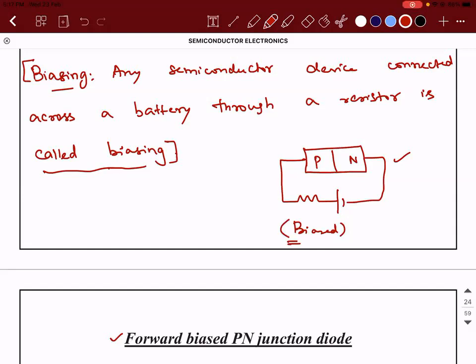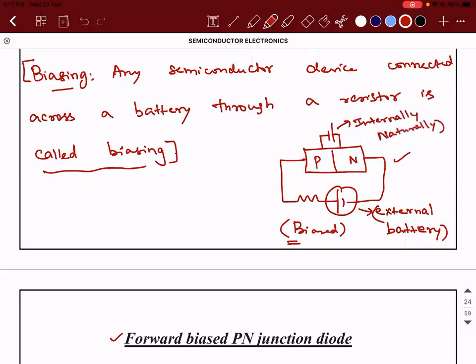But you have to understand one point here. This is an external battery. Okay, this is an external battery, but across the PN junction diode, there is a potential that is created, right? That is not external, that is happening internally and naturally. It is a naturally occurring process. Am I clear with this?